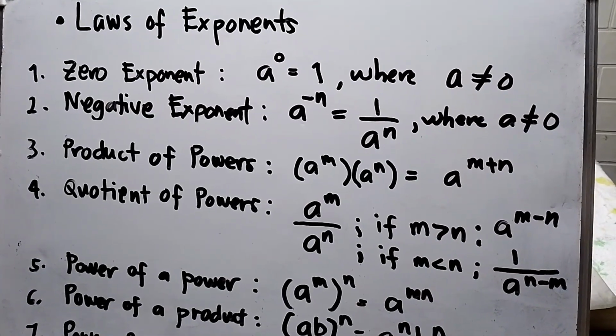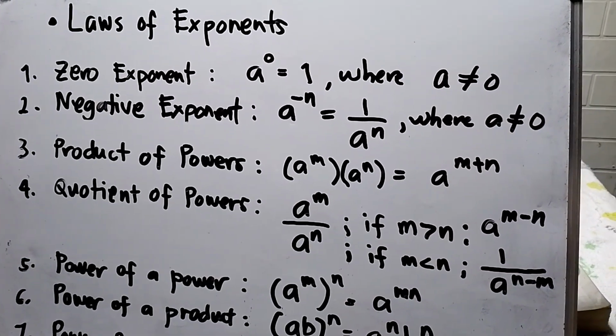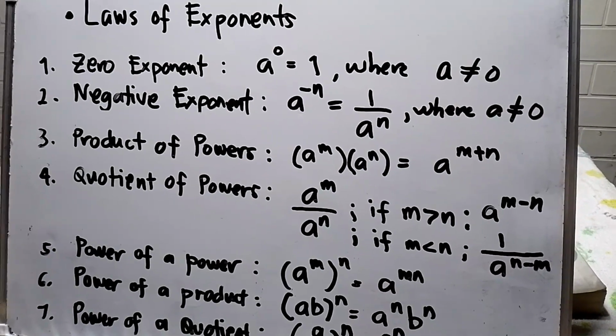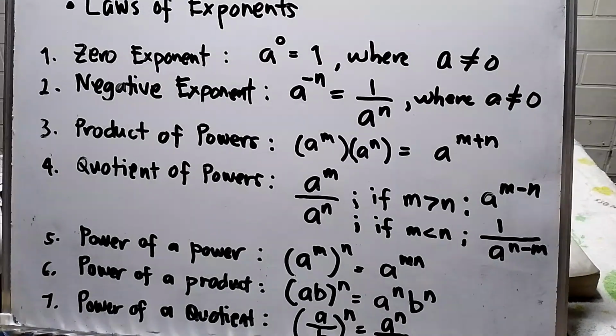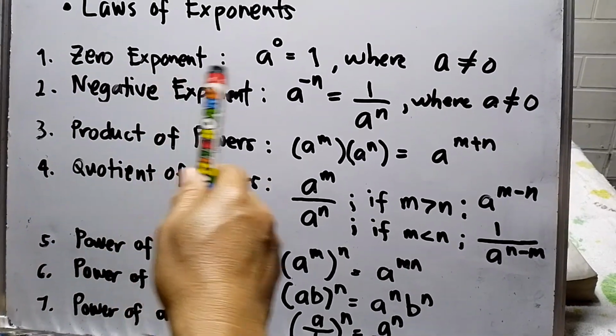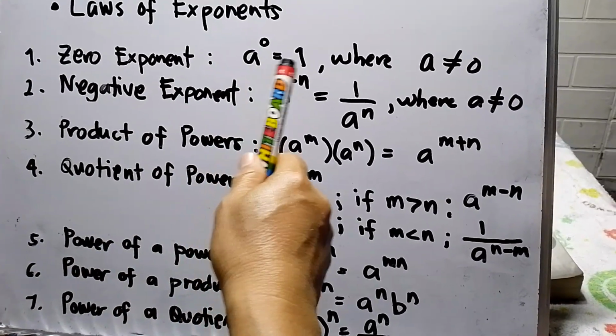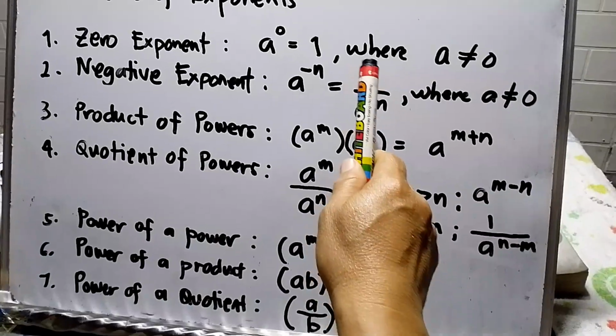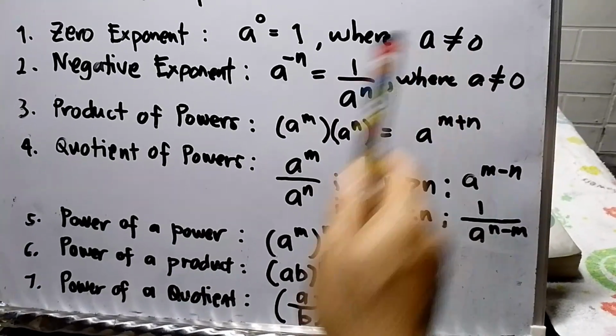Hi viewers, my topic today is about laws of exponents. By the way, this math is intended for grade 7. I have here number 1, zero exponent: a raised to the 0 is always equal to 1, as long as a should not be equal to 0.